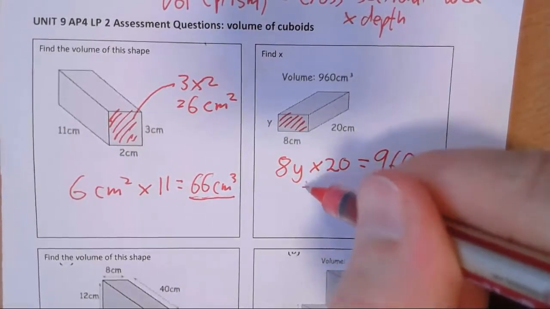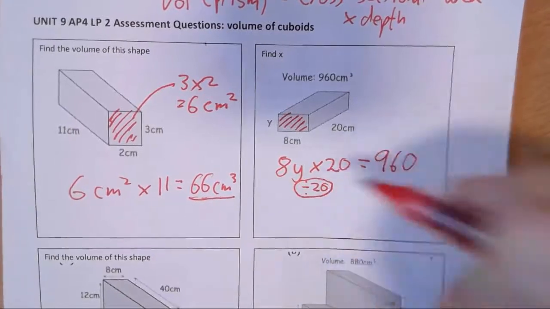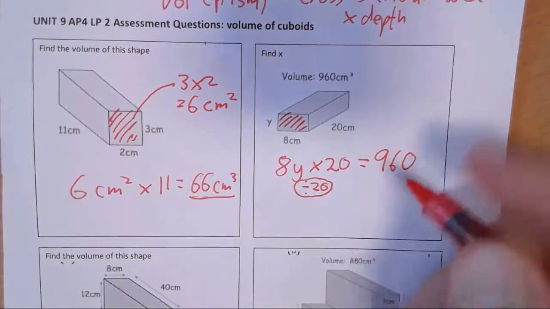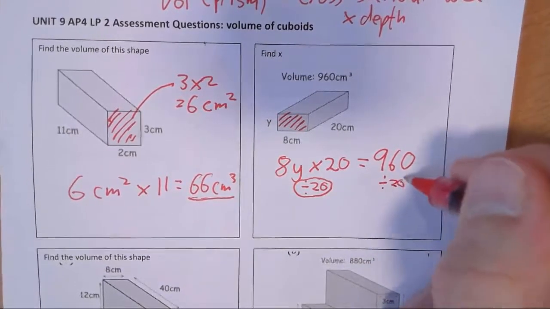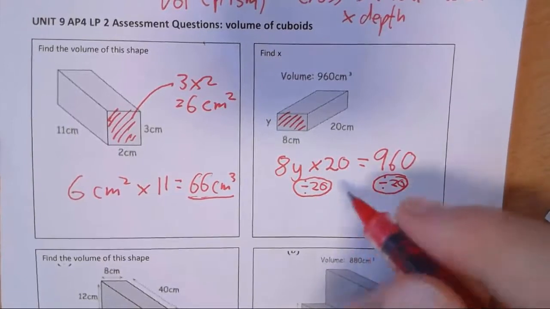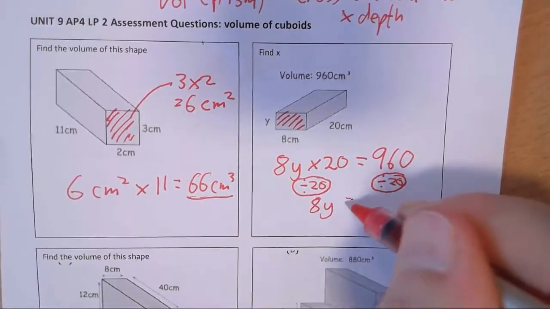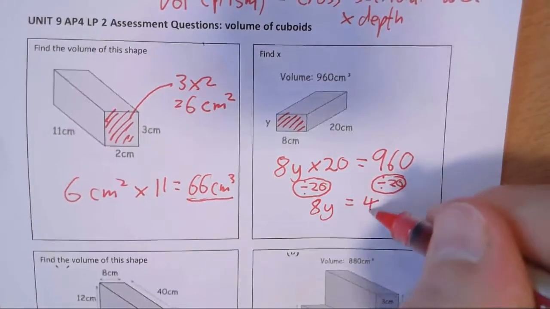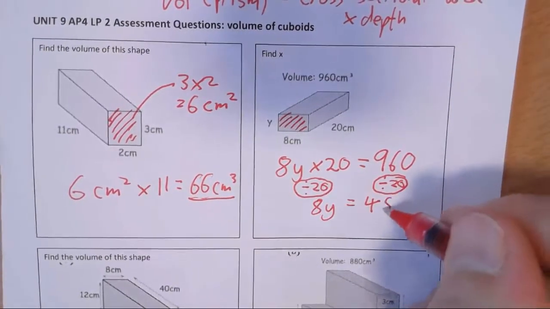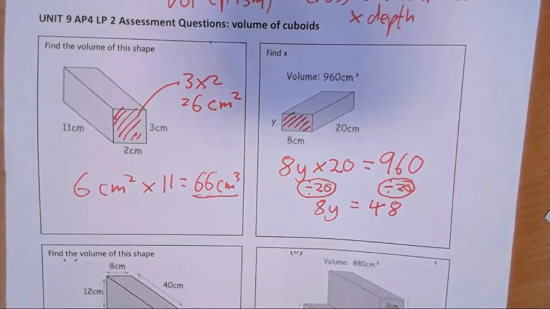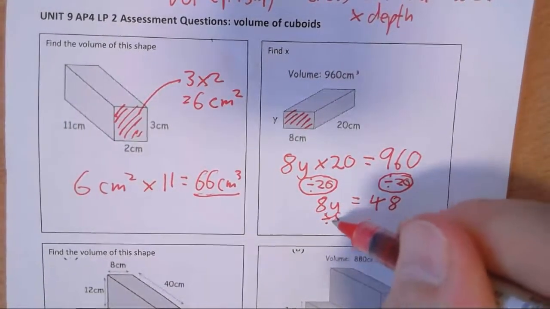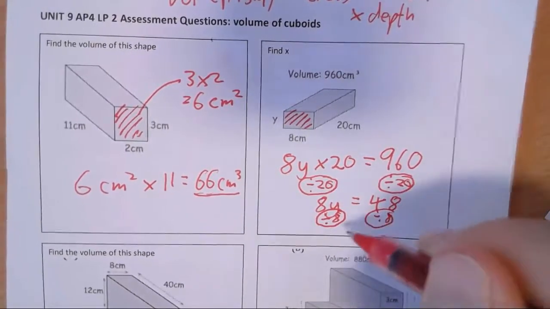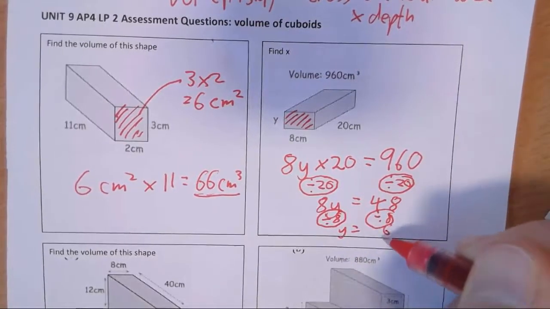So if I divide both sides by 20, you could have put this together to give 160y if you wanted to at the beginning. But if I divide both sides by 20, that gives me 8y is 48. So then if I divide by 8, I got y equals 6.